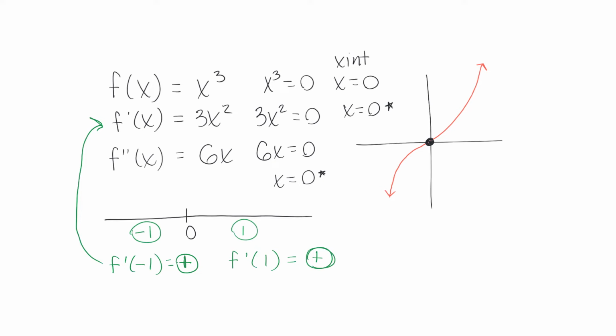So f prime of 1 is also positive. So this is telling me that I don't actually change direction. I'm increasing and increasing. And is that exactly what happens? Yes, this is increasing and this is increasing, so that makes sense.